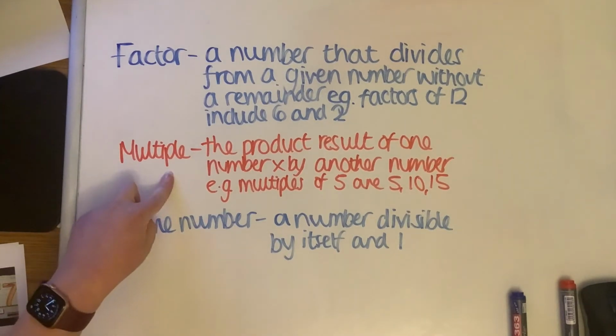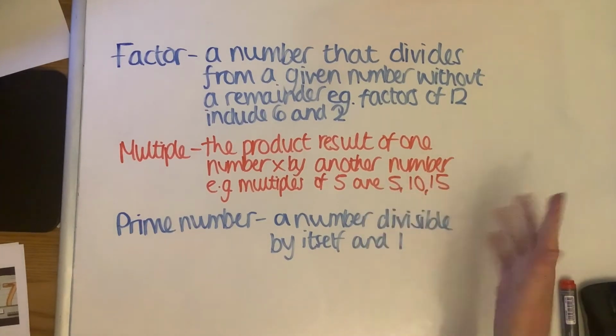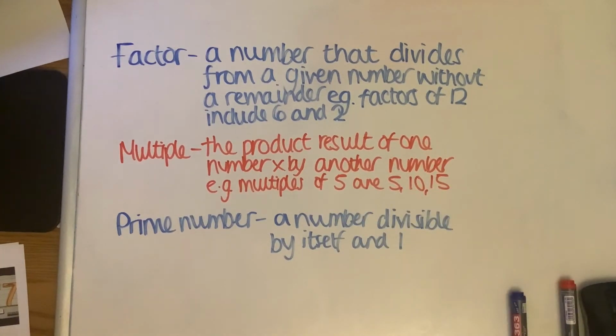A multiple is the product result of one number being multiplied by another number. So for example, multiples of 5 are 5, 10, 15, 20, etc. Multiples of 8 are 8, 16, 24, and so on. And then today looking at a prime number, remembering that a prime number is a number divisible by itself and 1. So we're going to be using these 3 terms throughout today's lesson.